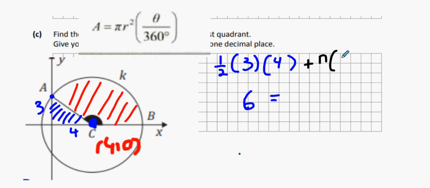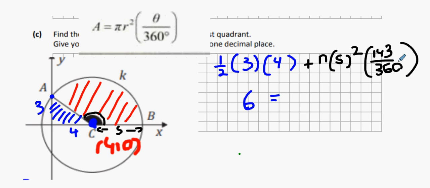Pi times. What's the radius, Peter? Of the circle. The radius not 5. The radius of the circle. So pi times 5 squared. What's the angle for the pizza slice? What we got in the last answer. Okay, you throw all of that into the calculator. What do you get? Yeah, lost it. Where did I put it?